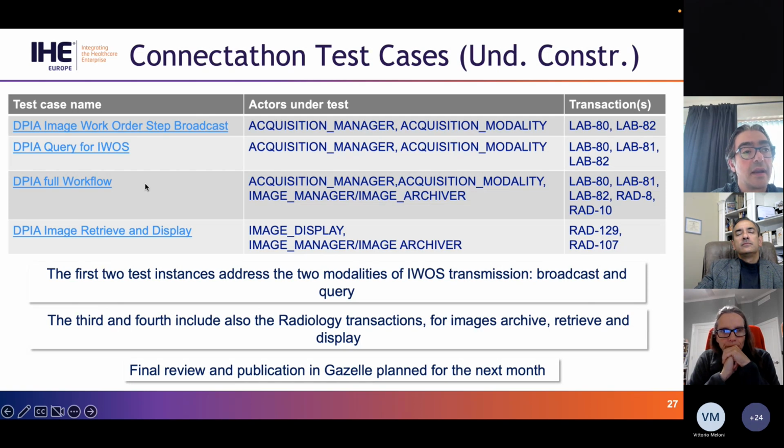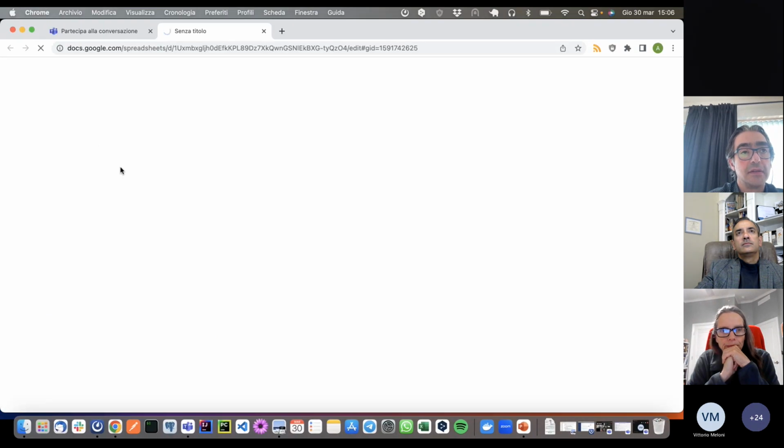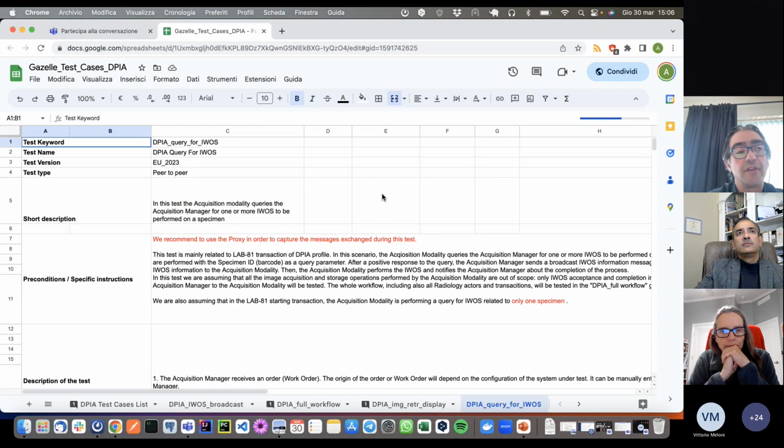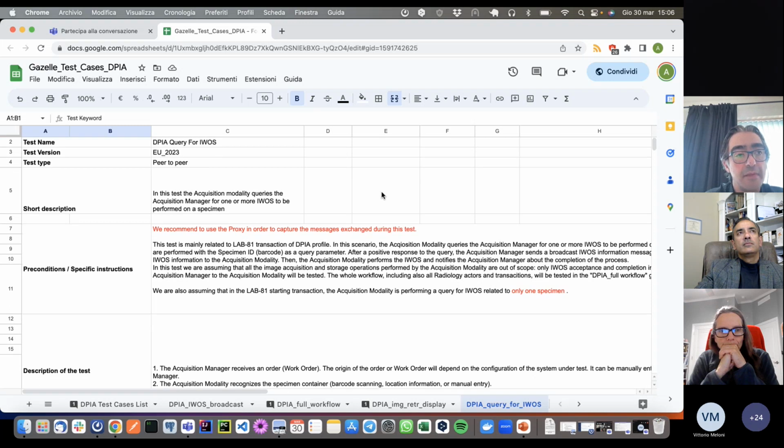All these Gazelle tests are linked. So, for example, if I click on one of them, I will also check the definition of the tests. We are not inside the Gazelle website because these tests are still under construction. So we have some Google Docs that reflect the structure of the tests as we are defining them.